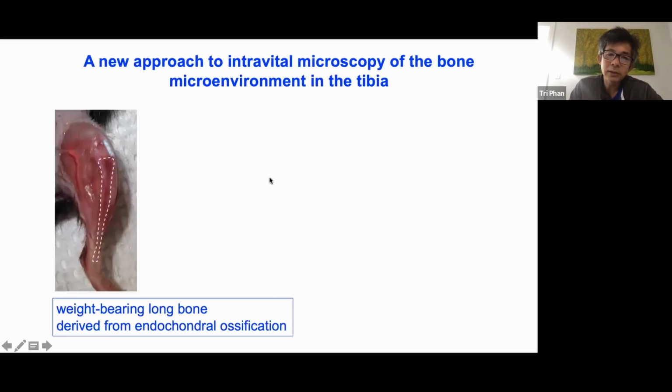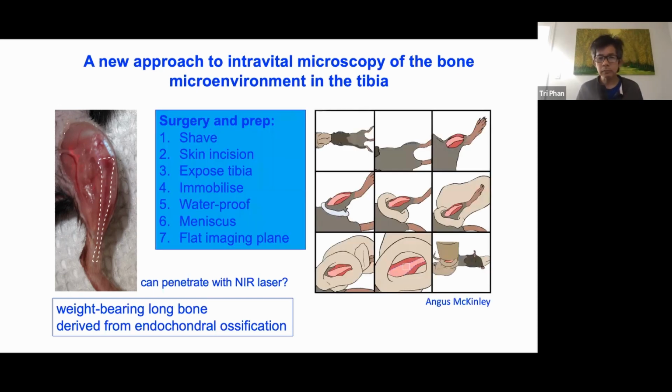So we tried to develop a different approach, and it came from the realization that if you just make an incision in the skin overlying the tibia, your shin bone, you can see here the red marrow space underneath. And that was telling us that the bone, at least in the tibia, was thin enough for light to penetrate through. And so if you just remove the overlying muscle and the fascia, then you may be able to penetrate it with a near-infrared laser. So this is our imaging method, outlined here in a schematic form.